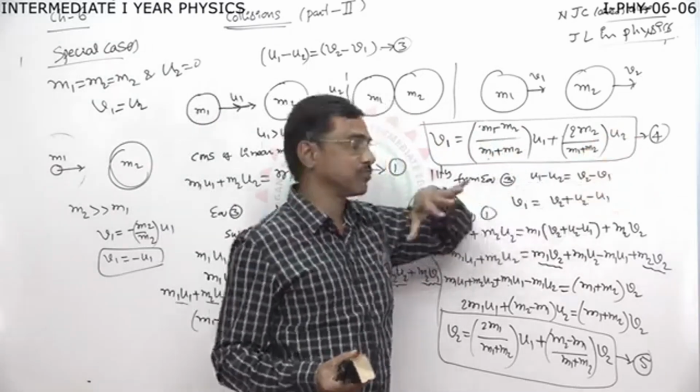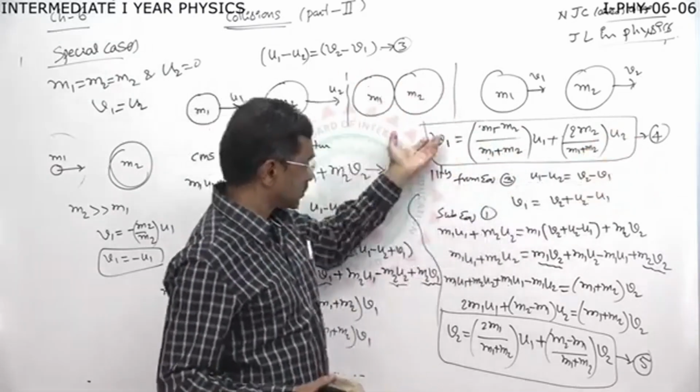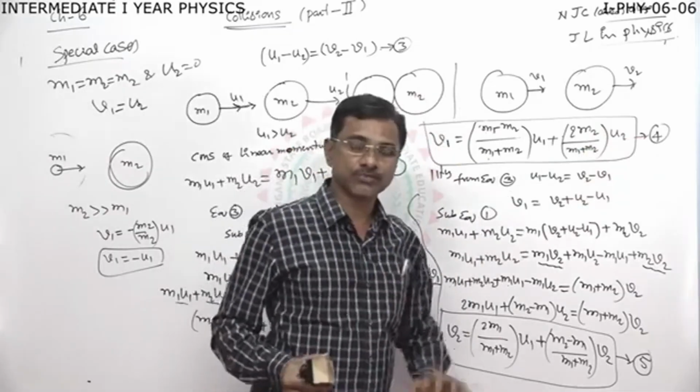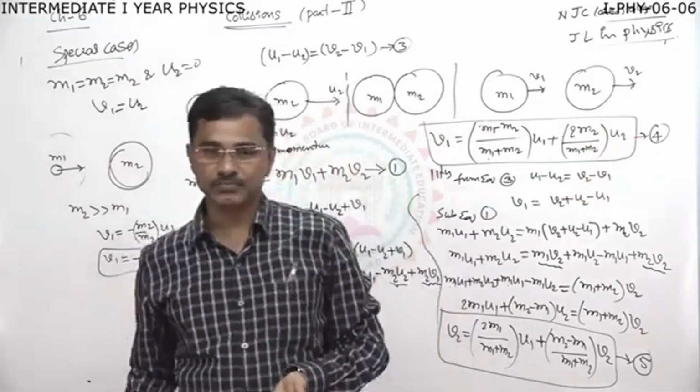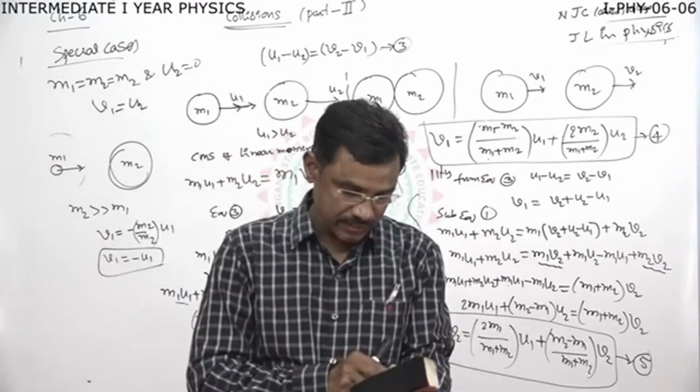That type of data will be given. We can calculate the V1 value. Similarly, we can calculate the V2 value depending upon the given data. This is about collisions and elastic collisions.